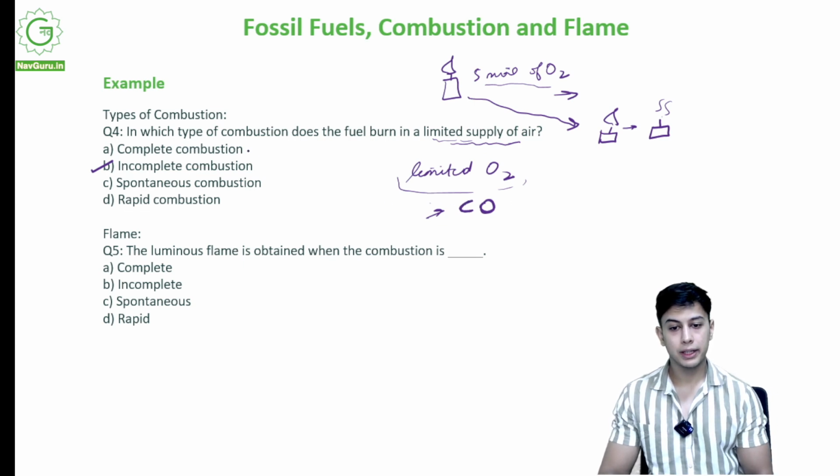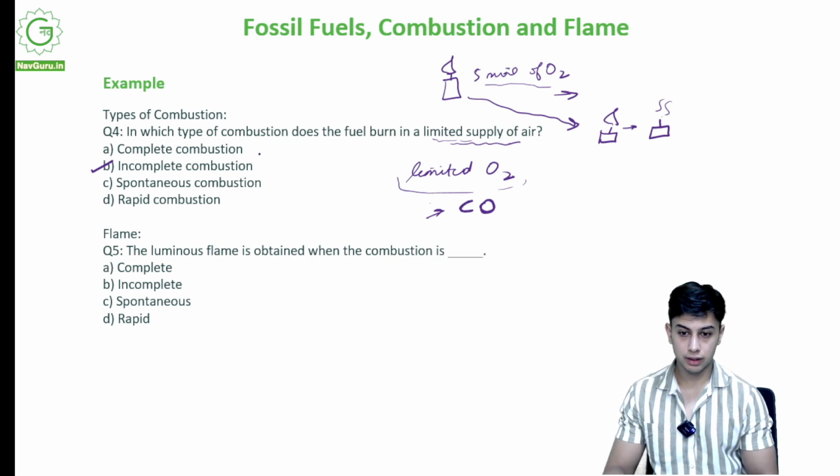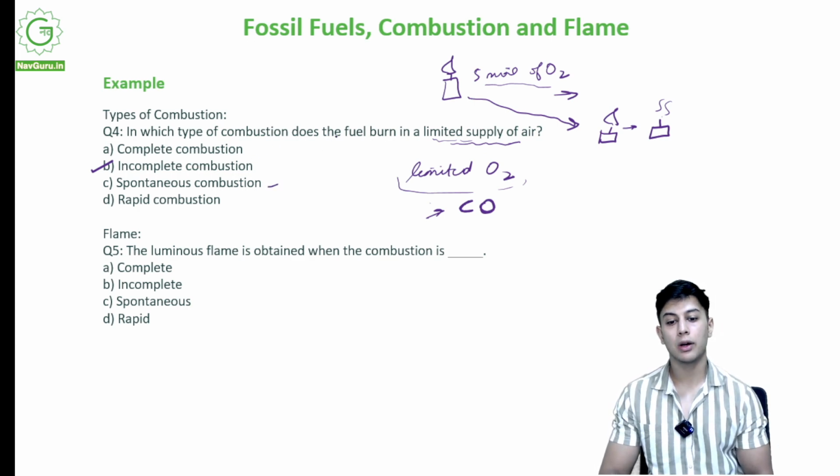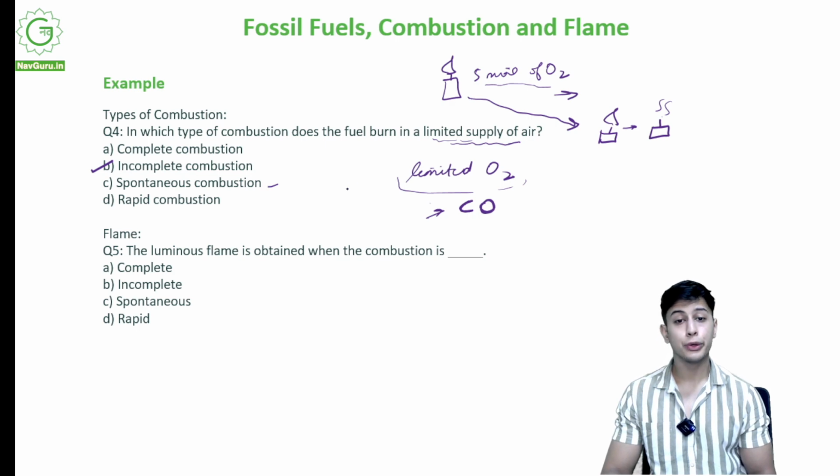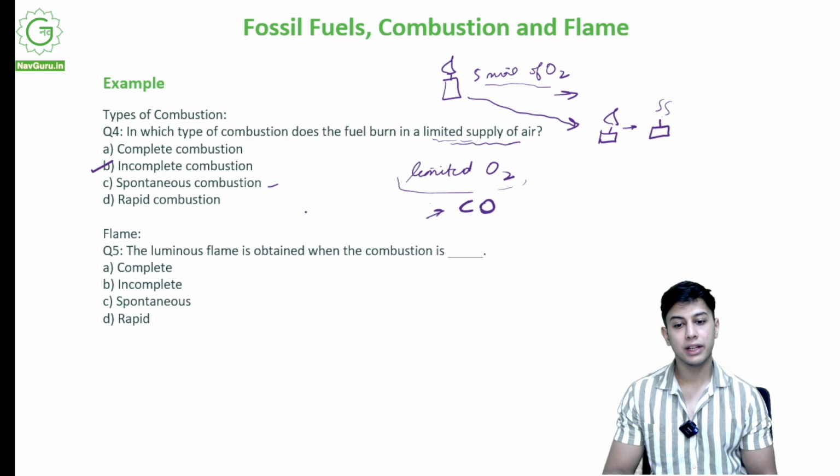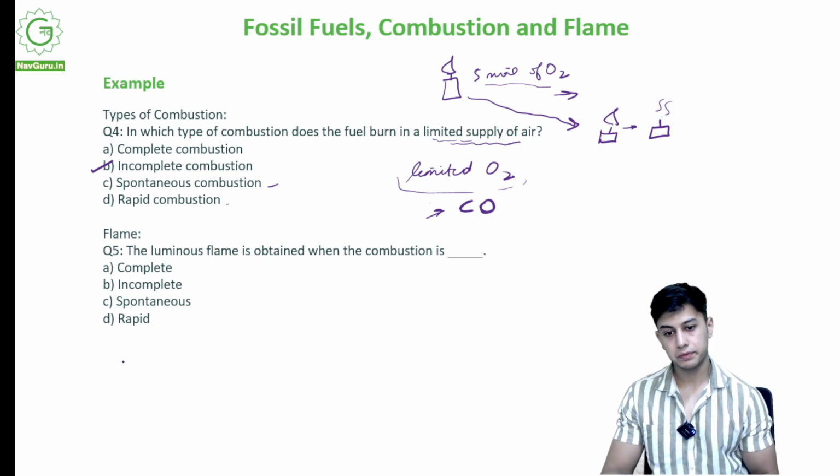Alright, in a complete combustion there is a lot of supply of air. Spontaneous combustion, how does spontaneous combustion happen? Due to internal heat of the object. We do not give it any external heat. Rapid combustion is very fast.